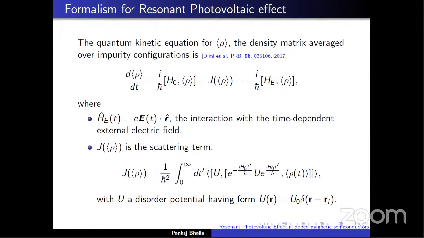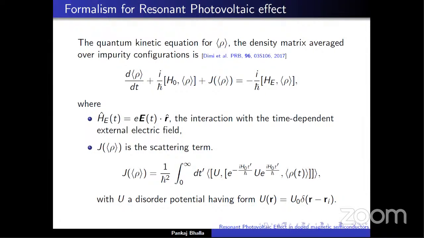First I will explain the formalism that we have developed and used for this particular effect. We start with the quantum Liouville equation, which is a first order differential equation in time for the density matrix. Here we have the band Hamiltonian, which we term H naught. J is a scattering term. Here we have considered the disorder potential U as a delta function, like point-like impurities, for the sake of convenience and simplicity. Another is the H_E term, which is the interaction with the time dependent electric field.